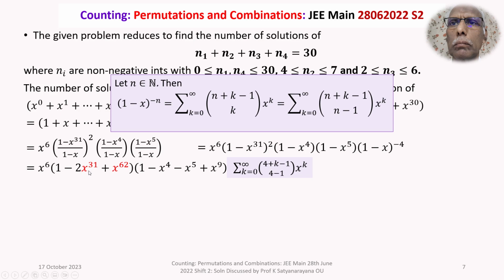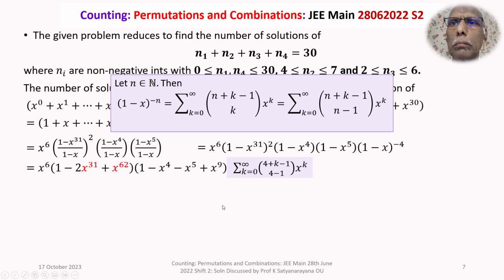Then x to the power of 31 and x to the power of 62 don't give any fruitful coefficient for us, because we are looking for the coefficient of x to the power of 30 only. So these are unnecessary for us. Therefore, in the first factor, we will write only 1.